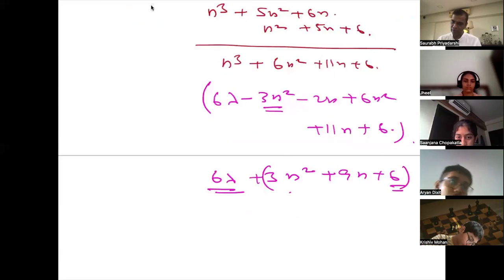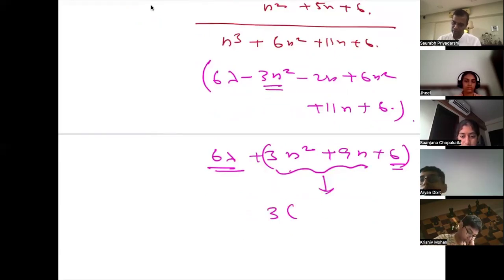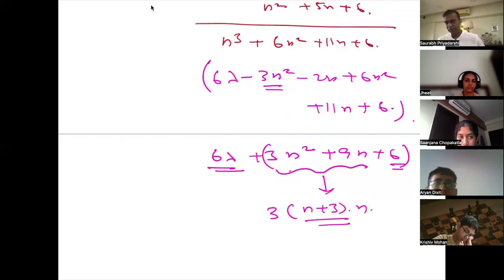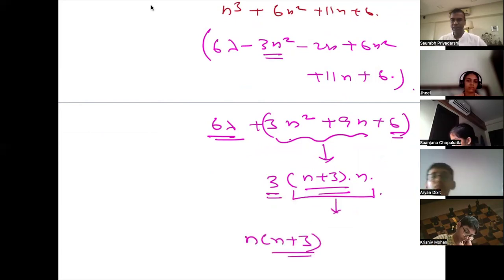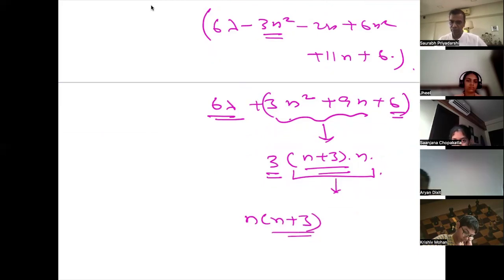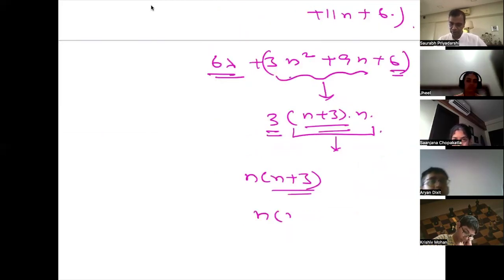Now we have to say this must be divisible by 6. You can take 3 common, and n common out. This is coming as 3 into n into n plus 3 plus 2. We can rewrite this number as divisible by 3, so this must also be divisible by 2. So n into n plus 3 must be divisible by 2. Is this even? Can we prove this? This is even? Yes, we can.